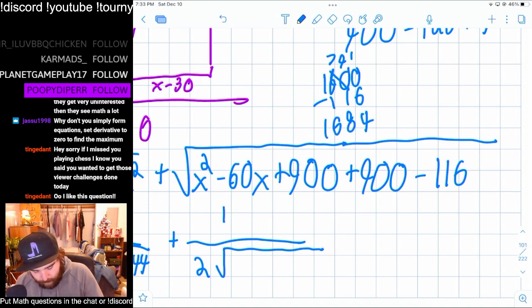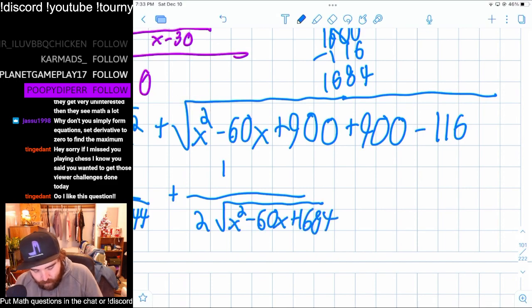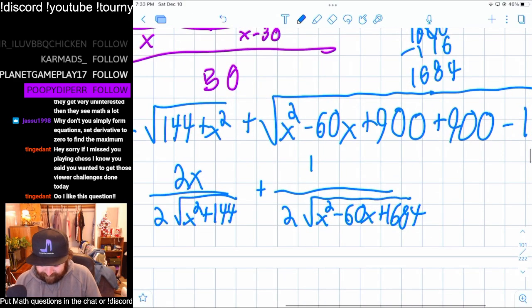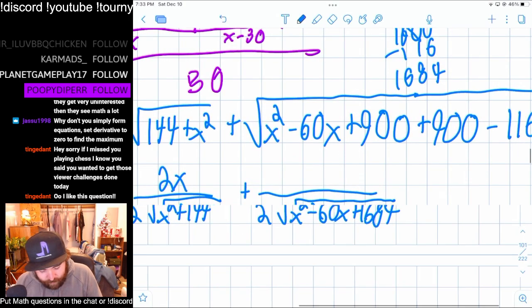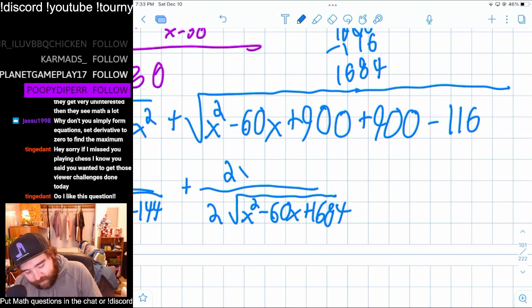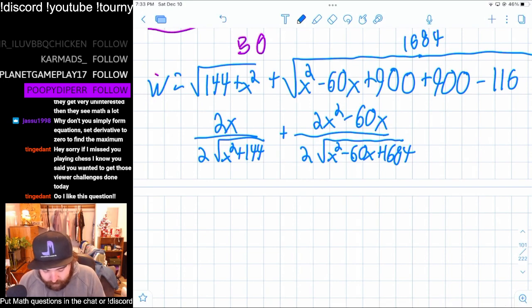$1,684. X squared minus 60x plus 1684. Oh my gosh, these are bad numbers. I don't know if that means I'm doing something wrong. It doesn't, and like in real life, you just get bad numbers sometimes. But you wonder if they make you do it in problems.